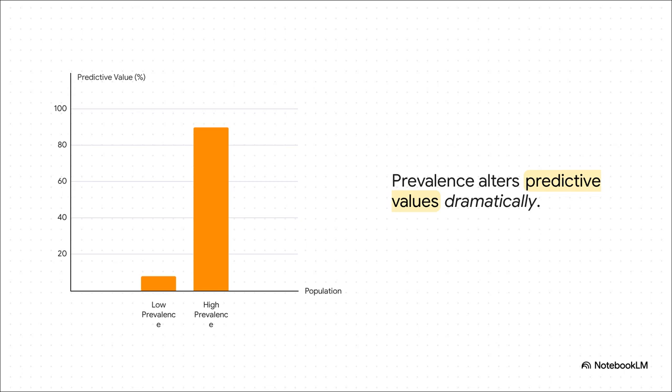But take that exact same test into a high prevalence population, say an infectious disease ward where 30% of people are sick, and your starting prior is huge. That high prevalence boosts the exact same test up to a 90% predictive value. The test didn't change at all, the population did.